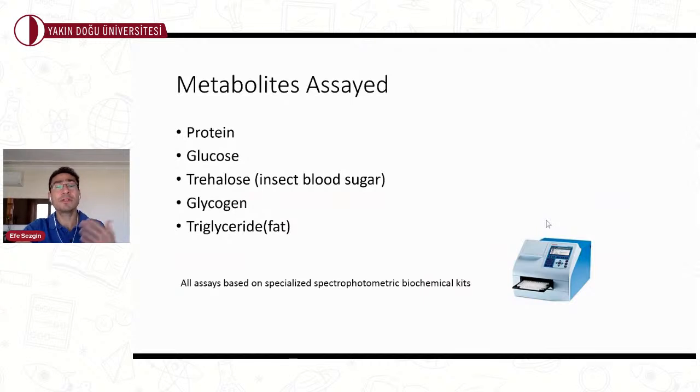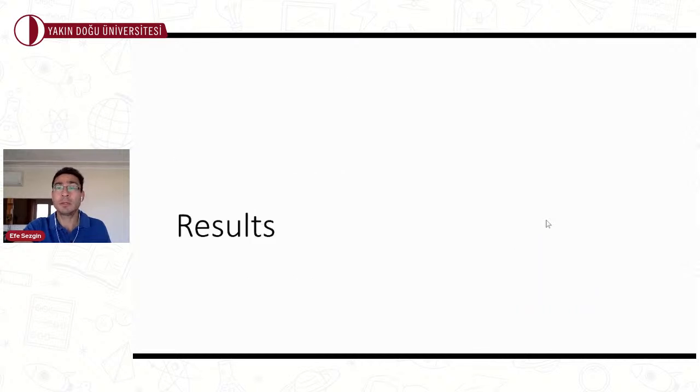And we also did these metabolite assays, such as we measured protein, glucose, trehalose, which is an insect blood sugar, glycogen, and triglyceride metabolites. Glycogen is a major storage metabolite in the muscles, similar to us, in these fruit flies. And the fat tissue, the triglycerides, represent the fat metabolism. This is the next important metabolite pool.